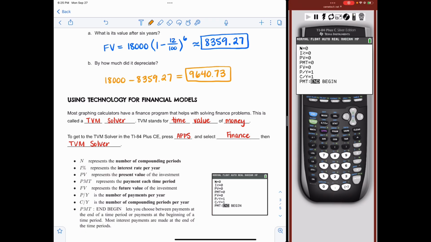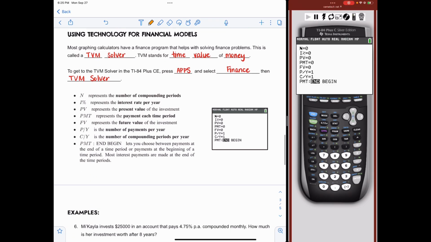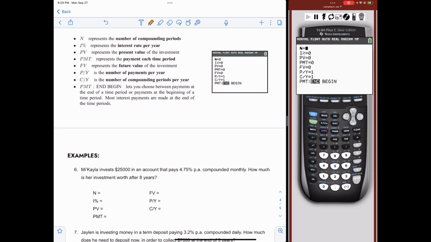So before you can put these numbers in, you have to understand what they mean. So N represents the number of compounding periods. I represents the interest rate per year. PV stands for the present value of the investment. PMT stands for the payment each time period. FV stands for future value. P/Y is the payments per year. C/Y is the number of compounding periods per year. And your PMT can either be chosen to be at the beginning or the end. And majority of the time, we pay interest at the end of the time period. So we're not going to do anything with the PMT portion at the end.